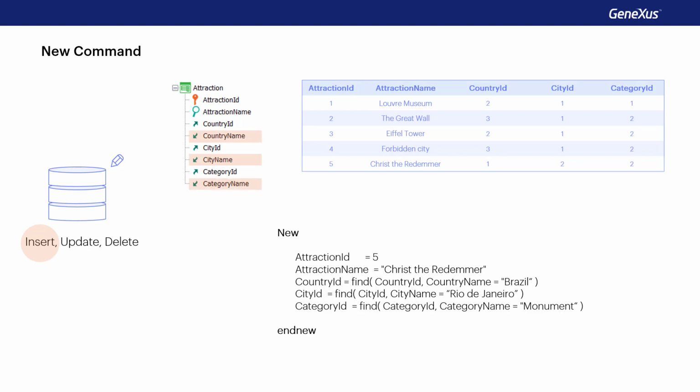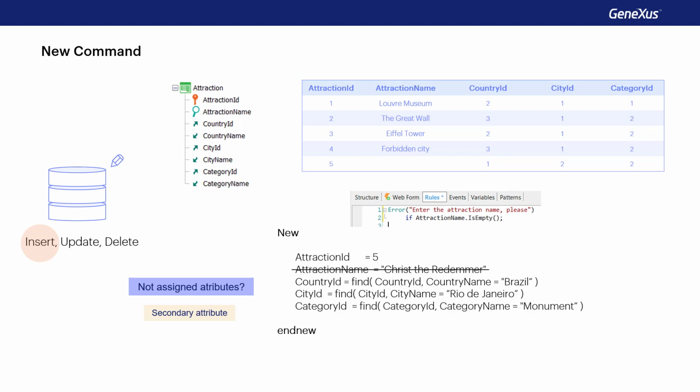So here, the inferred attributes or transaction formulas are not involved at all. They don't exist for the new command. The only ones that matter are the table attributes. For this reason, in this case, we've assigned a value to all of them. Is this mandatory? Of course not. If we don't assign a value to an attribute, it'll be considered empty. Thus, if we don't assign a value for attraction name, attraction 5 will be inserted without a name, even if there is an error rule in the transaction that prevents it. As we've said, the transaction here only serves to give existence to the table in the database.